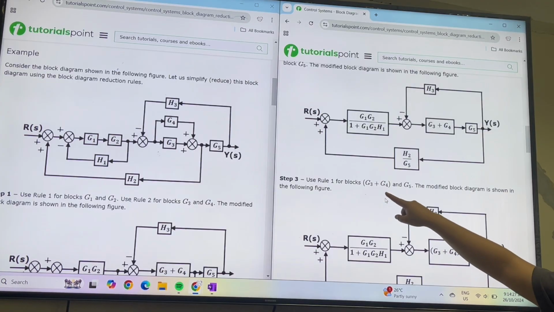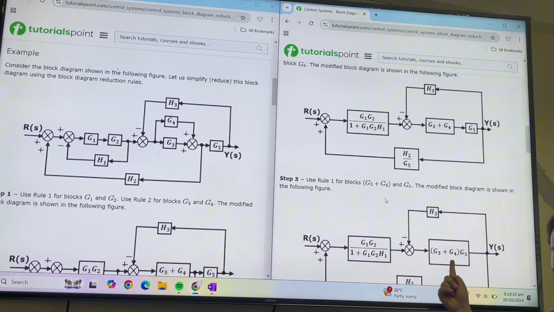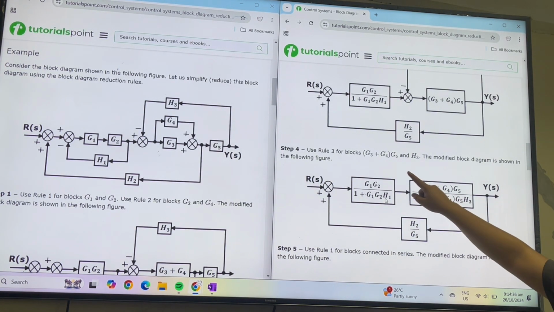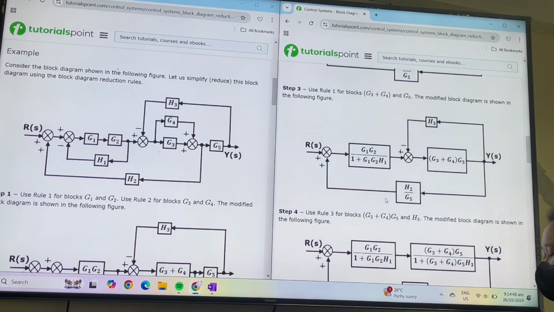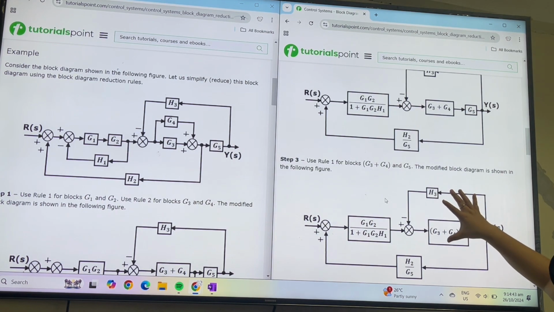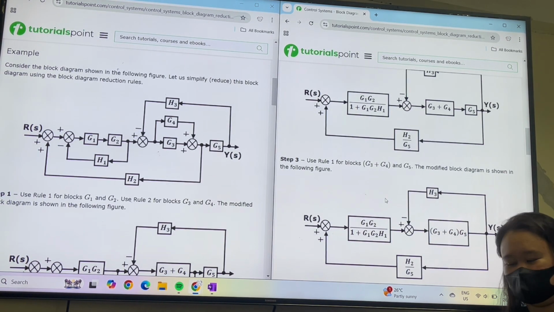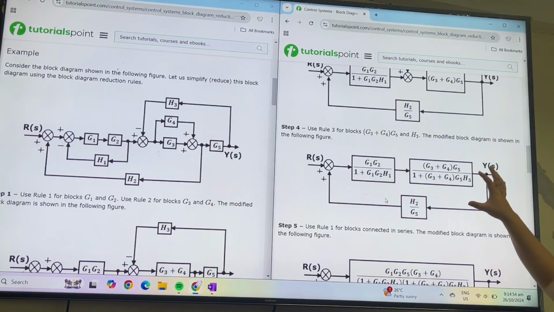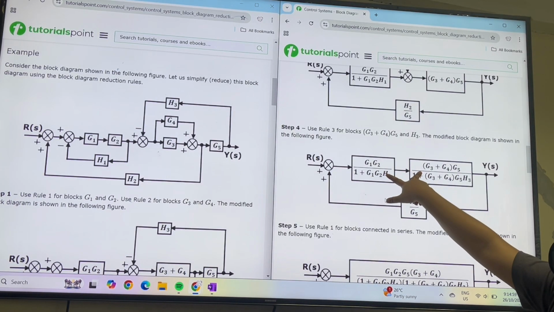Use rule 1 for G3, G4, G5: multiply. Use rule number 3 for G3, G4, G5, and H3. They are in feedback, so it is all over 1 plus the loop. Now, use rule number 1, the two are in series.